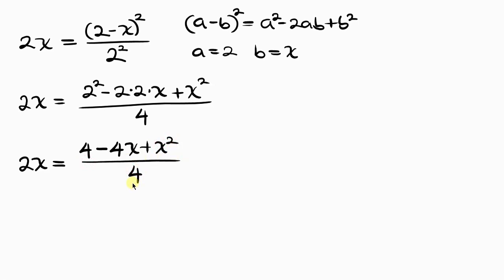Our next step will be for us to get rid of this 4, which is this denominator. And we're going to do that by multiplying both sides by 4. So I multiply the left-hand side by 4.